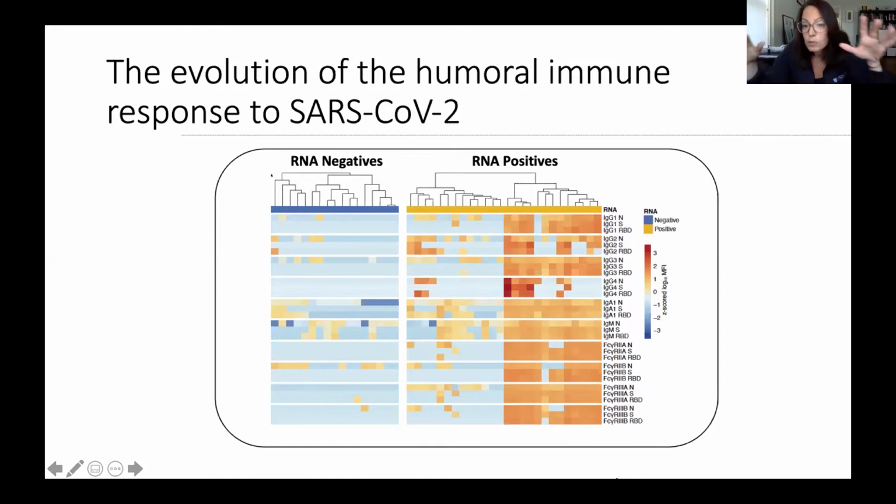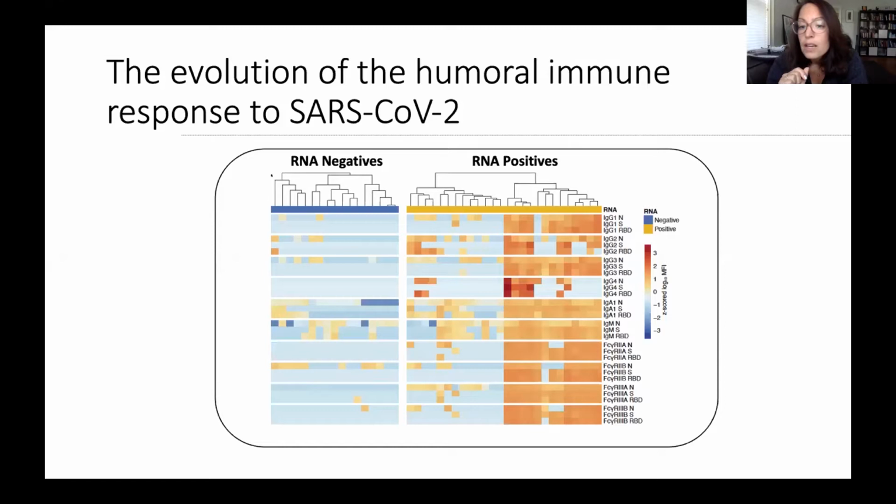And more interestingly, there were no two individuals. Every column here is a different individual. Every row is a different feature we analyzed. And there were no two individuals that were identical. Every single person that we analyzed has a unique antibody fingerprint against the virus.